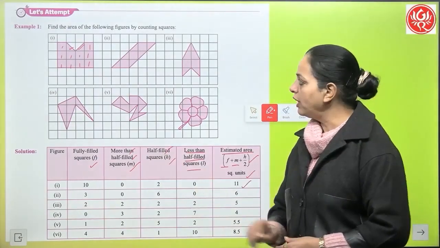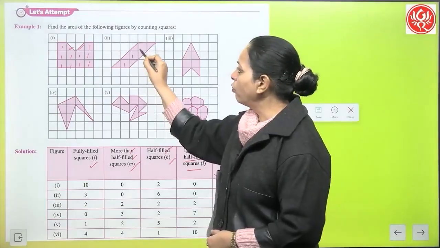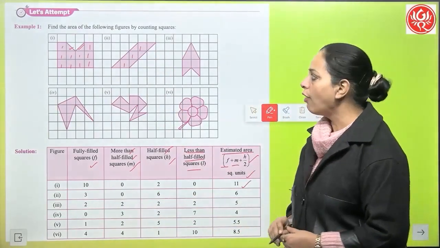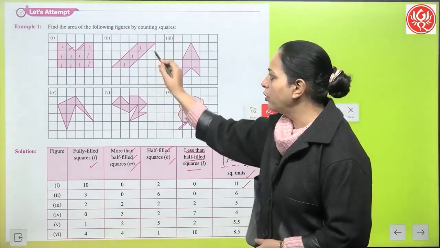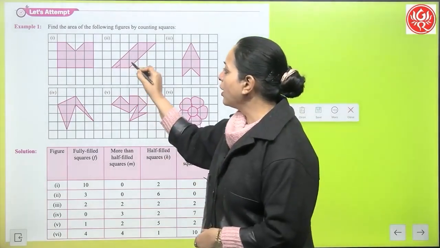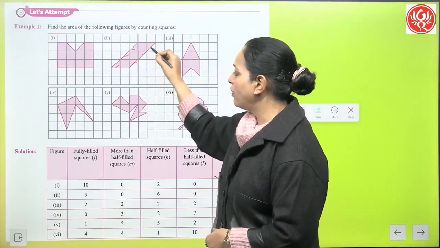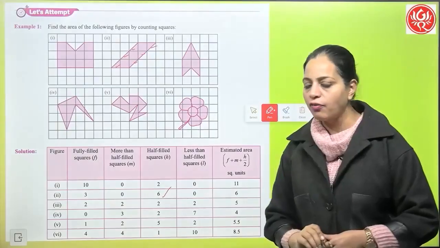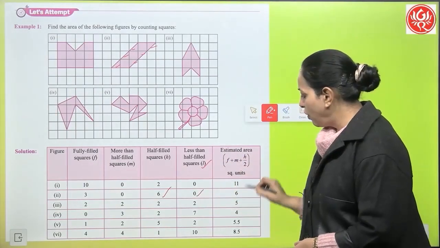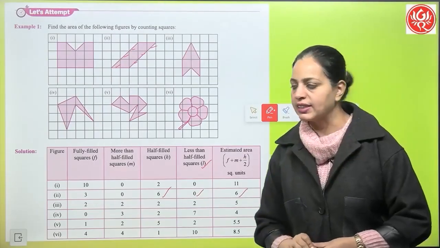Fully filled, how many? So 1, 2, 3. 3. Okay. Then more than half filled, no one means 0. Then half filled, 1, 2, 3, 4, 5, 6. So 6 half filled and less than half filled, 0. Then substitute these values, answer is 6.